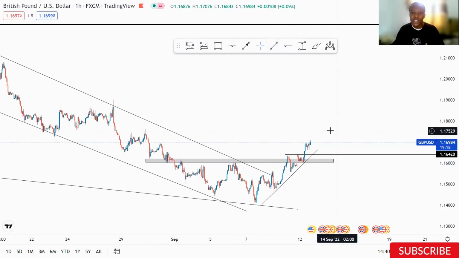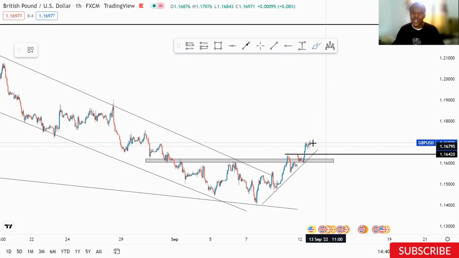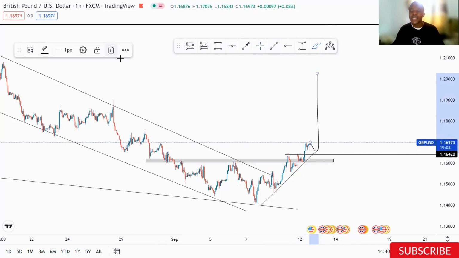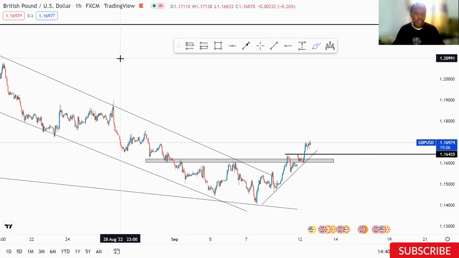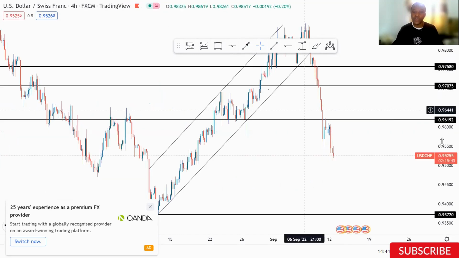So what we're expecting next is continuation to the upside, because the market does not necessarily have to come here, guys, and touch this trend line before giving us the buying opportunities. Some pairs are going to do that, some are not going to do that. So let's move on now to another one, which is USD Swiss francs.